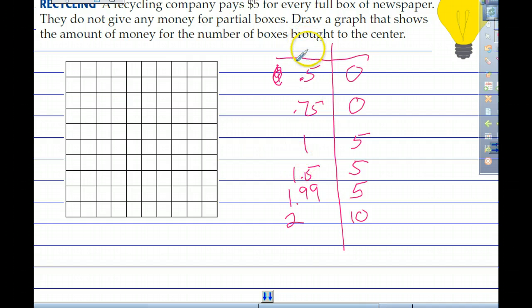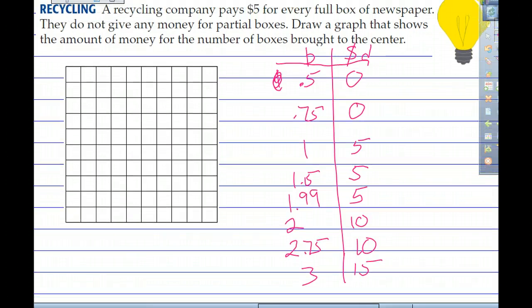So we have our boxes, B, and our dollars, for B. How much money we get? It's impossible to have negative boxes, right? We can't have a negative box, so we're not going to be graphing anything negative here. And for this problem, we can't have negative dollars. So this is going to be entirely first quadrant, both numbers positive. But we can extend this to have negatives in the next part. So same thing here. 2.75 boxes, still get 10. Finally, we get 3 boxes. So we're making big money now.